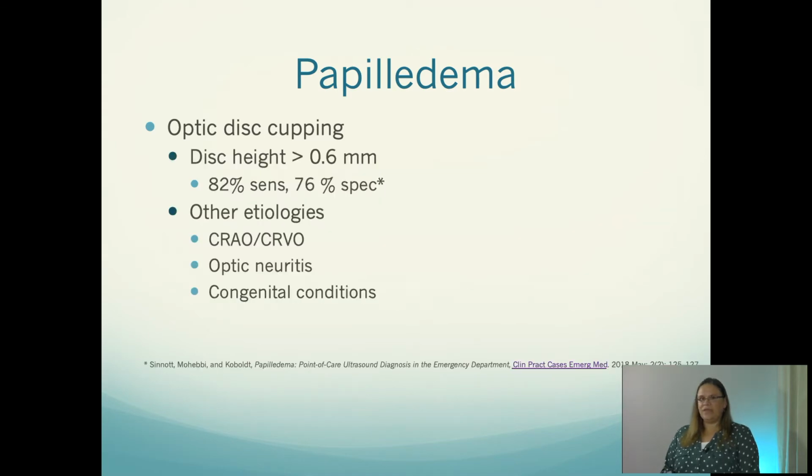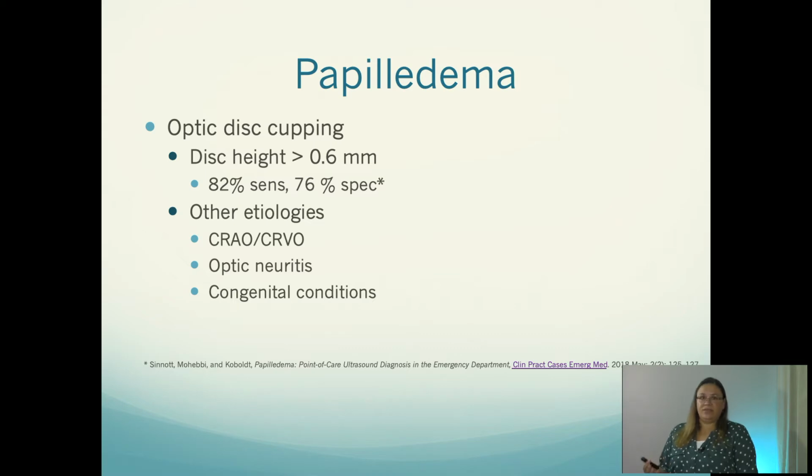So for disc cupping, you're looking for a height greater than 0.6 millimeters. You heard that correctly, 0.6 millimeters. It's a very narrow margin between normal and abnormal, which is one of the limitations of this exam, and why it's only 82% sensitive and 76% specific.